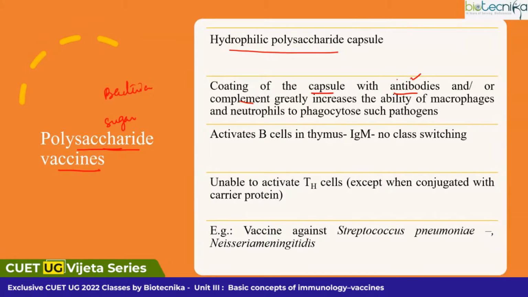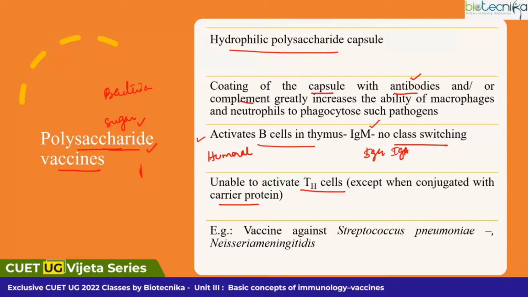When it is taken up by these phagocytic cells, they will activate the B cells. IgM antibody is released, but there is no class switching. Class switching means that from IgM it cannot change to any other kind of antibody, whether IgG or IgA. So there is no class switching here. This will activate the B cells, so majorly the humoral response gets activated. You have to remember what type of response: humoral. It cannot activate the T helper cells, meaning the cell mediated immune system cannot get activated, because only the sugar molecules are being used.